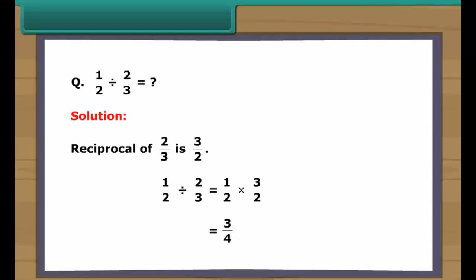Self-assessment. Drag the fractions from the option box and drop them into the correct blank boxes.